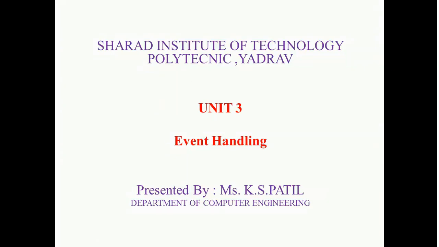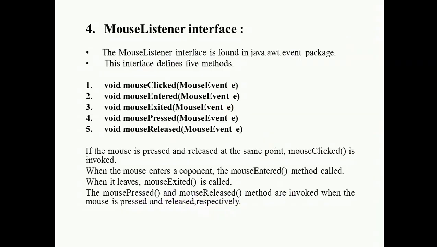In the last lecture, we started the event listener interfaces. In that, we saw first the action listener, second the item listener interface, and third the key listener interface. Now, in this lecture, we will study what the mouse listener interface is, what the mouse motion listener interface is, and what the text listener interface is.